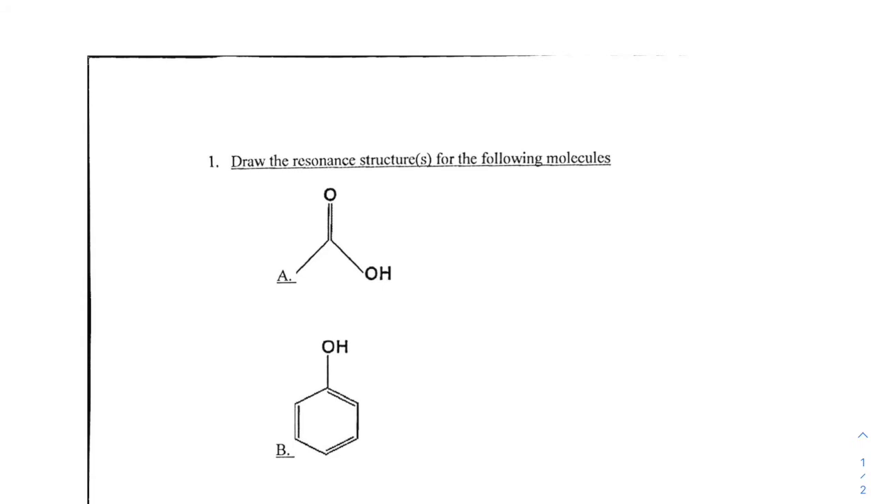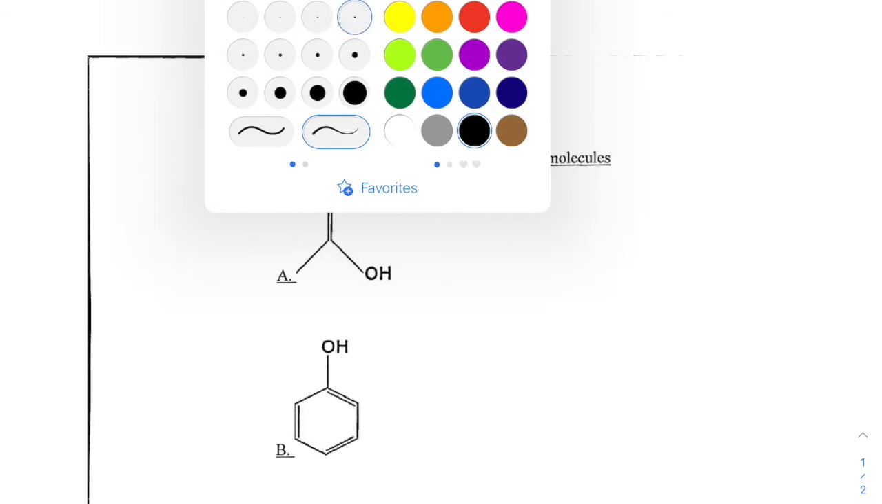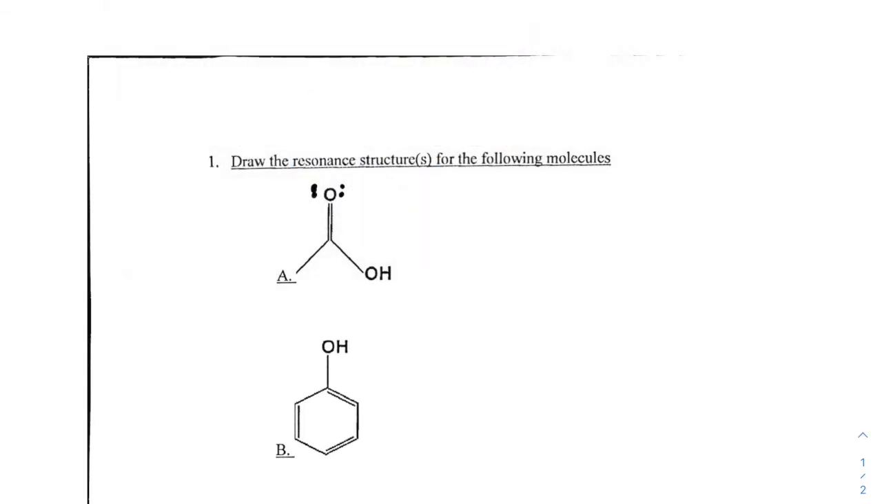Go over some resonance problems here that were assigned as homework. So you want to draw resonance structures for the following molecules. Step 1 is to add missing lone pairs onto heteroatoms. And so we'll do that here. Oxygen's divalent, needs 2 lone pairs.